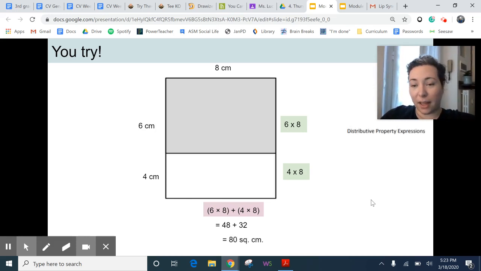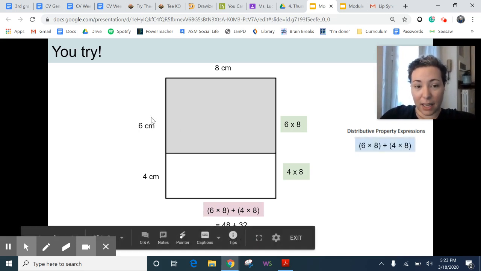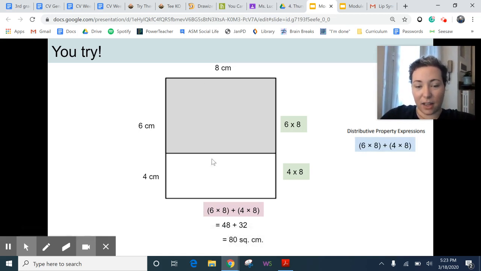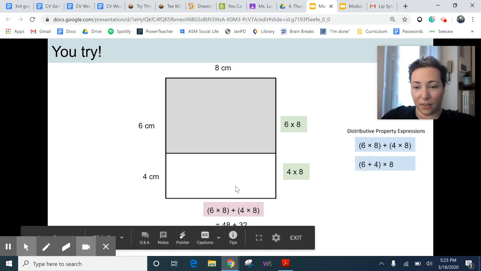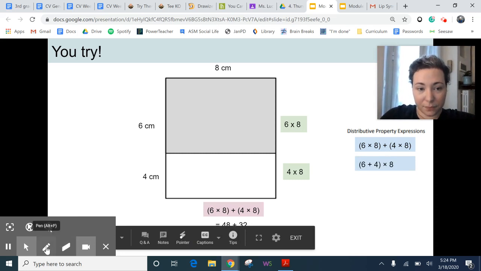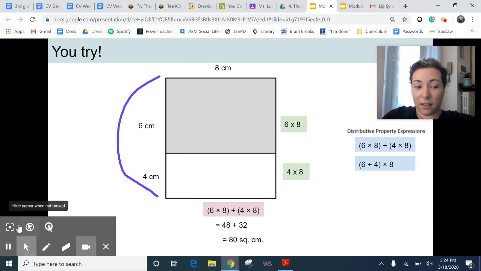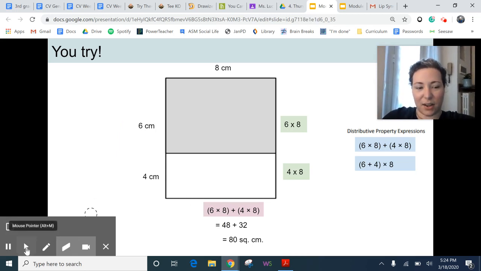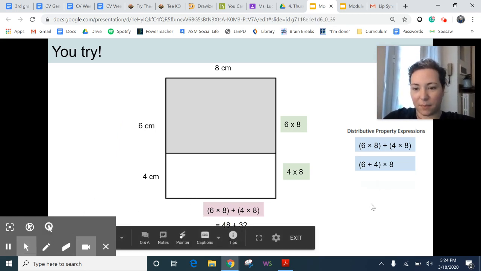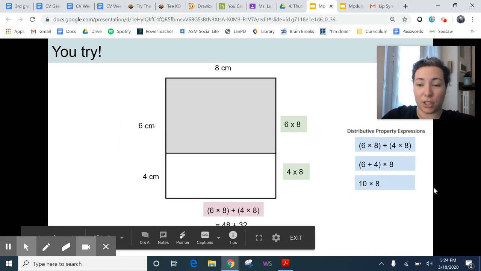Again, if we look at it the other way, if we're thinking about the distributive property, 6 times 8 plus 4 times 8, the area of each of these sections would give us the same as doing 6 plus 4 times 8. Again, that would be the same as saying, can you guess what it is? 10 times 8. There we go, 10 times 8, which again would give us 80 square centimeters.